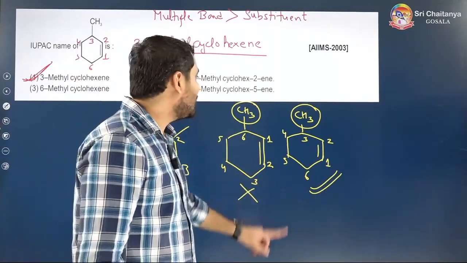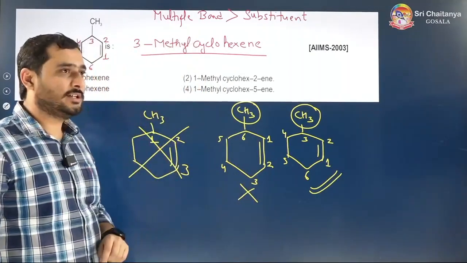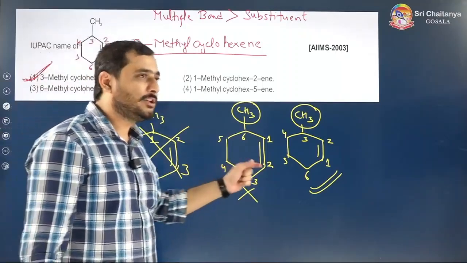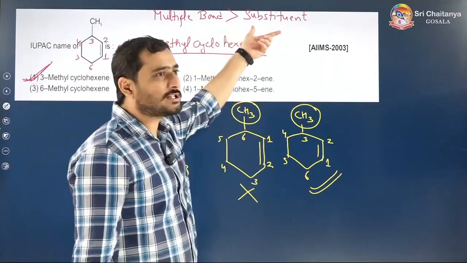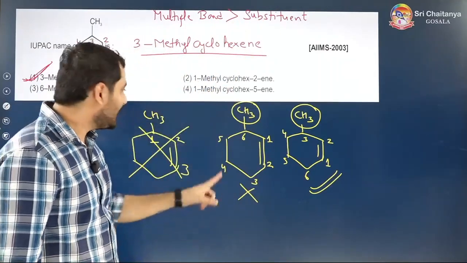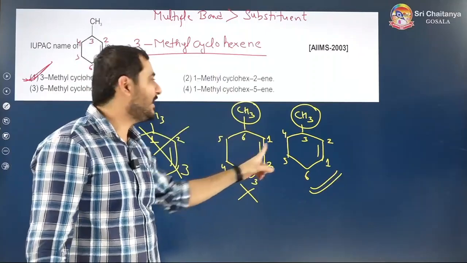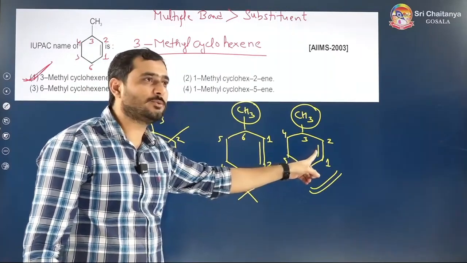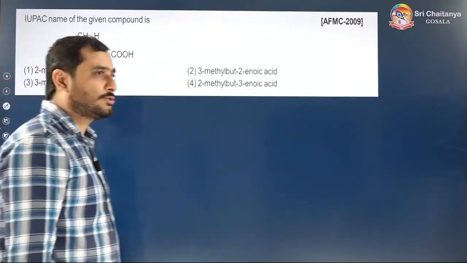Check, Ratna, why is the third option not possible? The reason is that after the multiple bond, the next priority we have to check is the substituent also. Now, in this, the substituent is coming at the 6th position. Here, the substituent is coming at which position? The 3rd position. Now, let us move to the next question.